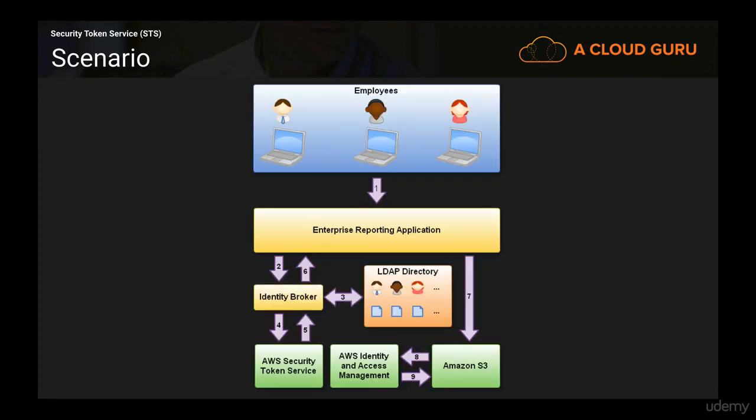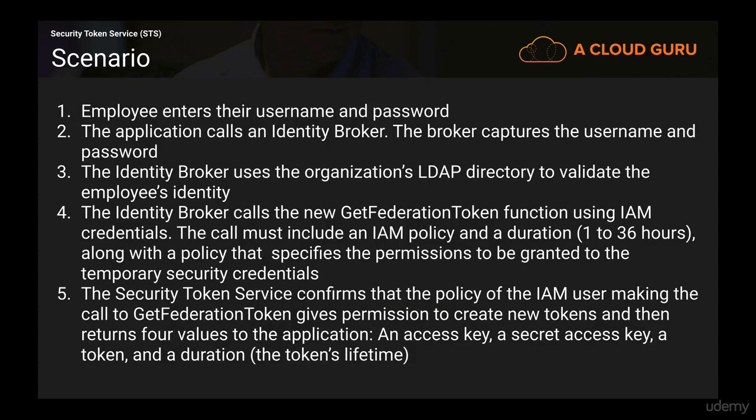Okay, so let's have a look at this diagram. This is exactly how we would go ahead and set it up. So our enterprise reporting application is basically our web application that our employees need to access. They will then need to authenticate against Active Directory and then basically be able to access the Amazon service. So we're going to break each step down, and so I just want you to have a clear understanding.